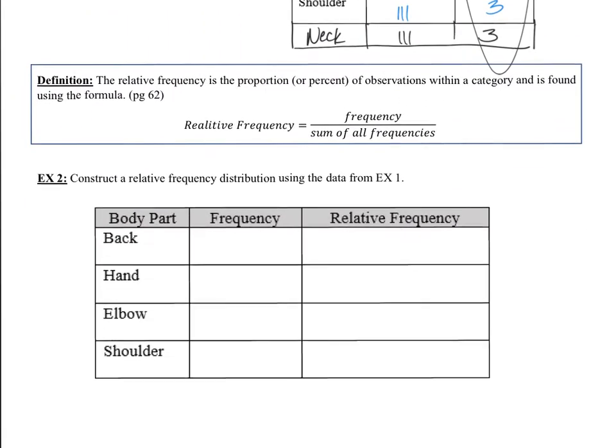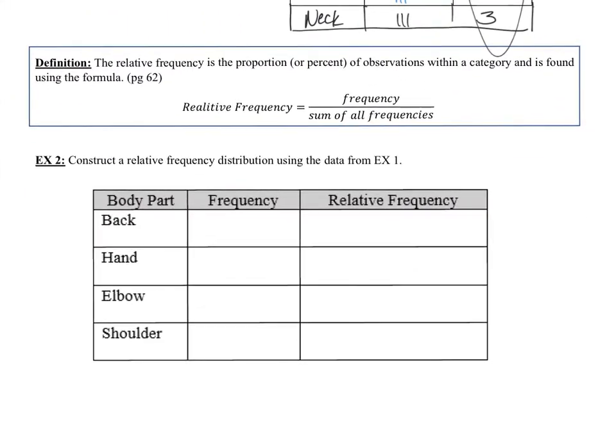Now what we're going to look at is something that's similar to frequency, but this is called the relative frequency. And it is the proportion or percent of observations within a category and is found using this formula. So the relative frequency is if you take the frequency and you divide it by the sum of all the frequencies. All right, so let's take a look at example 2. Construct a relative frequency distribution using the data from example 1.